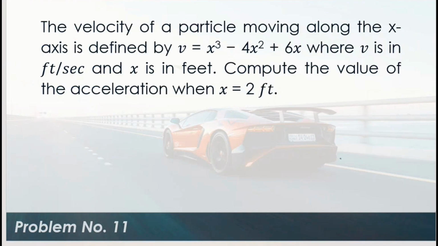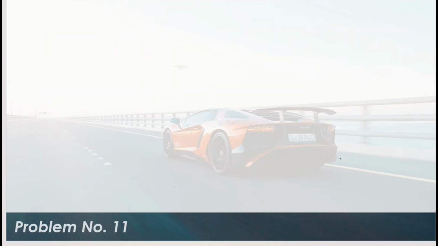So in problem number 11, let's move on to this second to the last problem. It states here that the velocity of a particle moving along the x-axis is defined by v equal to x cubed minus 4x squared plus 6x, where v is in feet per second and x is in feet. Compute the value of the acceleration when x equals 2 feet. So we have to compute first the acceleration when x is equal to 2 feet.